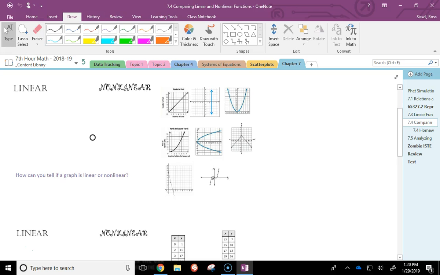Alright, so the first ones we're going to focus on, we have 3 groups that we're going to look at and put together. The first group is, how can you tell if a graph is linear or nonlinear? We are focusing on a graph. So, these 8 pictures are the ones that you want to get out in front of you. Okay, all you're going to do is come up and touch it like that, and then you can drag it to where it goes.